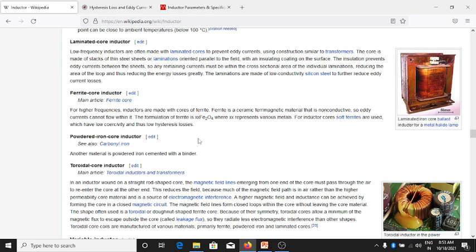Next is the ferrite core inductor. For high frequencies, inductors are made with a core of ferrite. Ferrite is a ceramic ferromagnetic material that is non-conductive, so eddy current cannot flow within it. The formulation of ferrite is XFe2O4, where X represents various metals. For inductor cores, soft ferrites are used, which have low coercivity and thus low hysteresis losses.